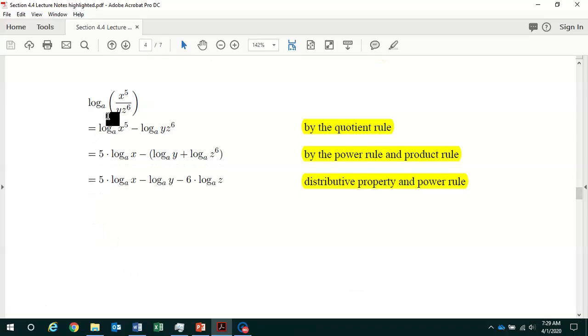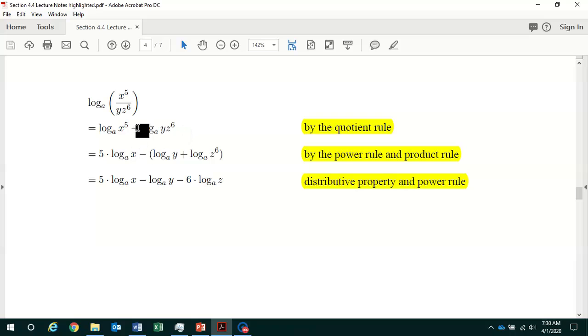Then lastly, we have the log base a of x to the 5th over y times z to the 6th. So a is some base. Remember, the base a has to be a positive number, not equal to 1. So again, we're taking the log of a quotient. So the first thing we want to do is split up that quotient. So this is equal to log of the numerator minus the log of the denominator. Well, so we have log base a of x to the 5th minus log base a of y times z to the 6th.